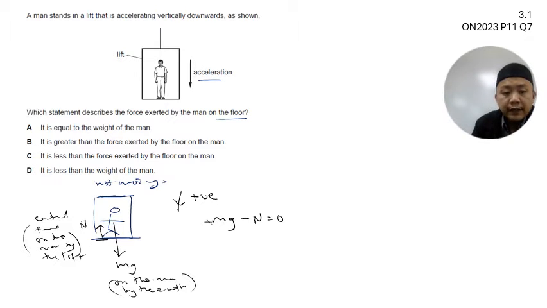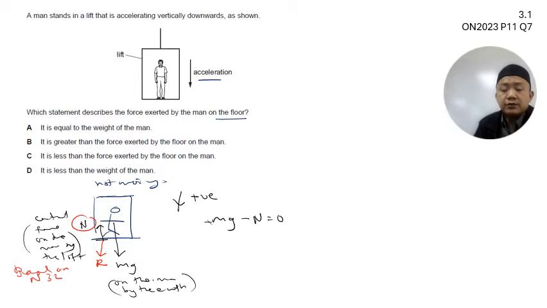Then there's another force based on Newton's third law. For this contact force, there will be an equal but opposite force, R, that is acting on the lift by the man. This is different from N, which acts from the lift on the man. The Newton's third law equivalent pair would be the same contact force from the man acting on the lift.